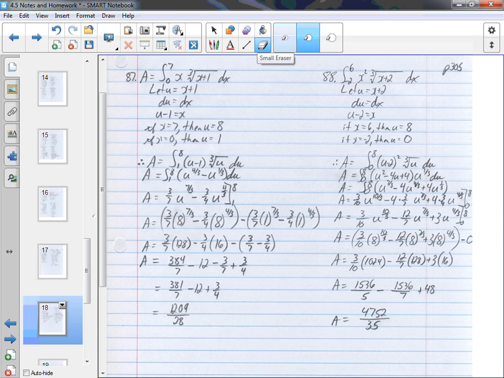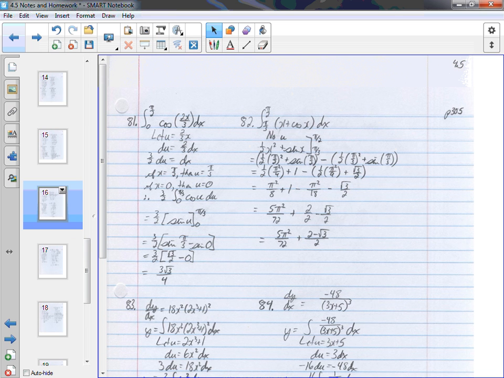Any questions on 88? All right, 81. On 81, we're just finding the definite integral. We have the integral from 0 to pi over 2 of the cosine of 2x over 3 dx.